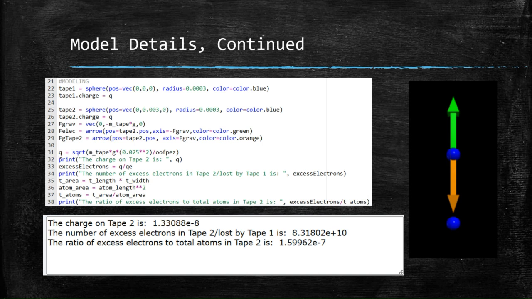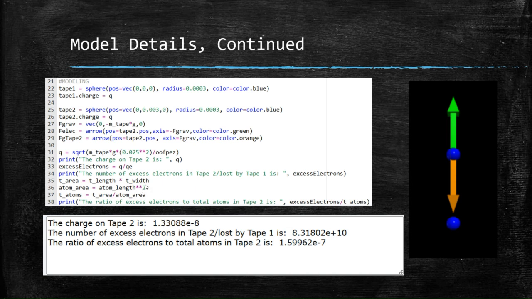This equation right here, line 31, I rearranged the Coulomb's law equation knowing that Q1 and Q2 are the same. I rearranged that equation to find an equation for Q in terms of all the other variables. And then here I found the charge Q and divided it by the charge of an electron to find the number of excess electrons in tape 2, which you can see here in the output terminal.